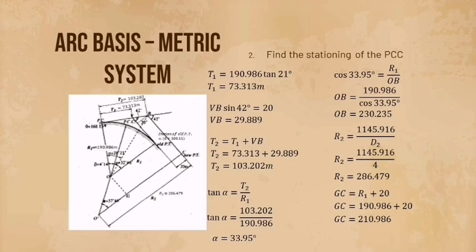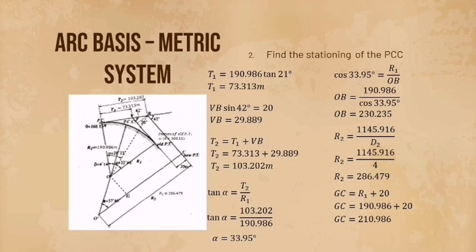And now we will get the value of alpha, or the A. The formula is tan A equals tangent 2 over the radius 1. So our tangent 2 is 103.202 meters over the radius 1, which is 190.986. If we compute that, we will get the answer of alpha equals 33.95 degrees.